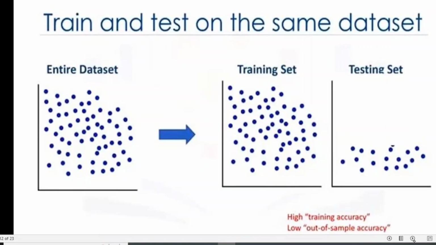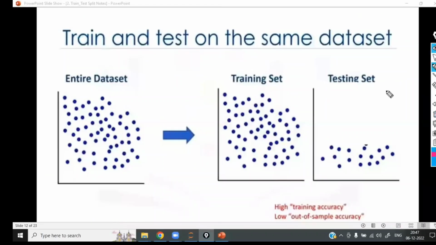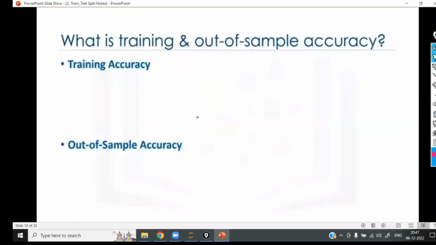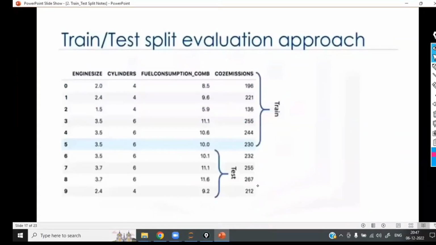Is that clear? For training purpose. Now what we have to do means part of the data we have to use for training purpose and part of the data we have to use for testing purpose. Which you are using for testing, that should not be given in the training.